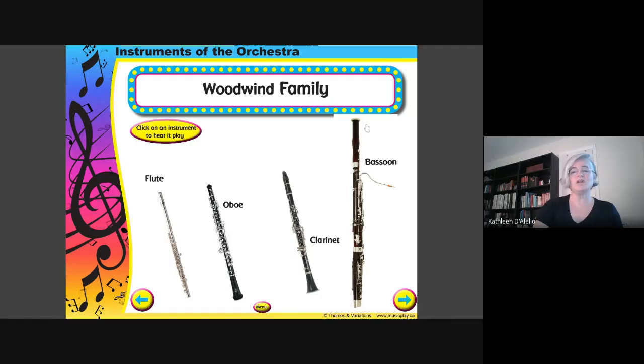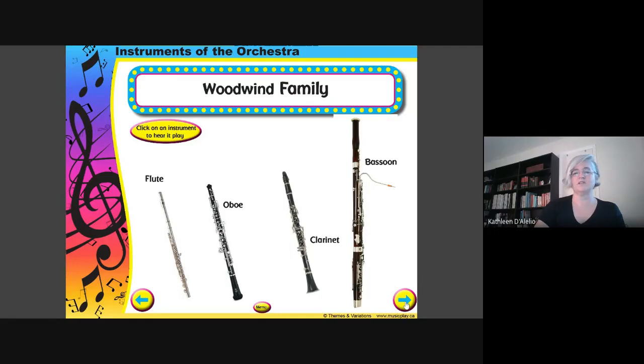The bassoon is the longest woodwind in this picture. So is it going to be the highest or the lowest? High, low. Let's hear it. The longer the instrument, the lower the sound. So the flute is the highest woodwind right now, well, in this picture. And the bassoon is the lowest one in that picture.